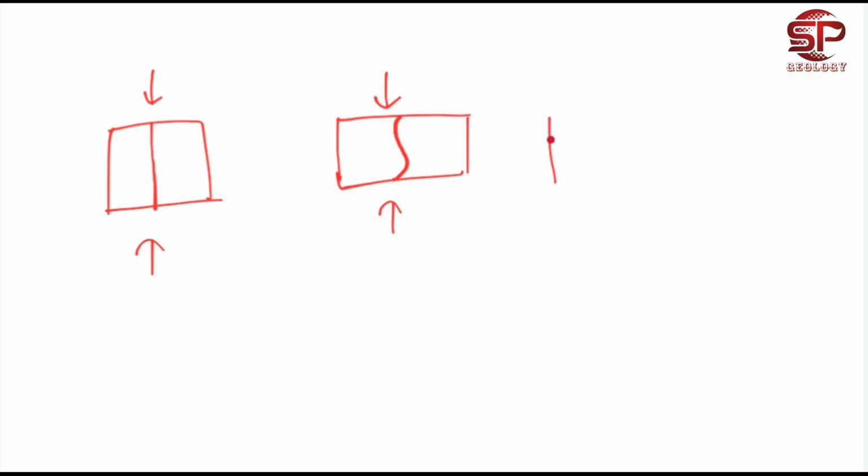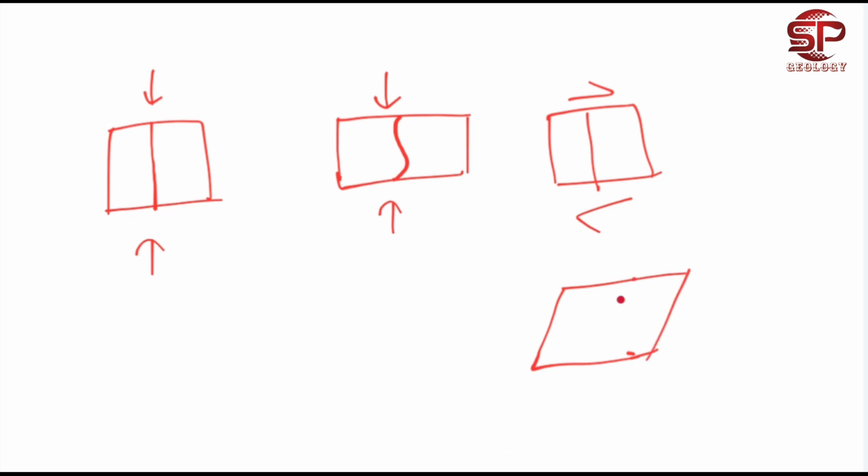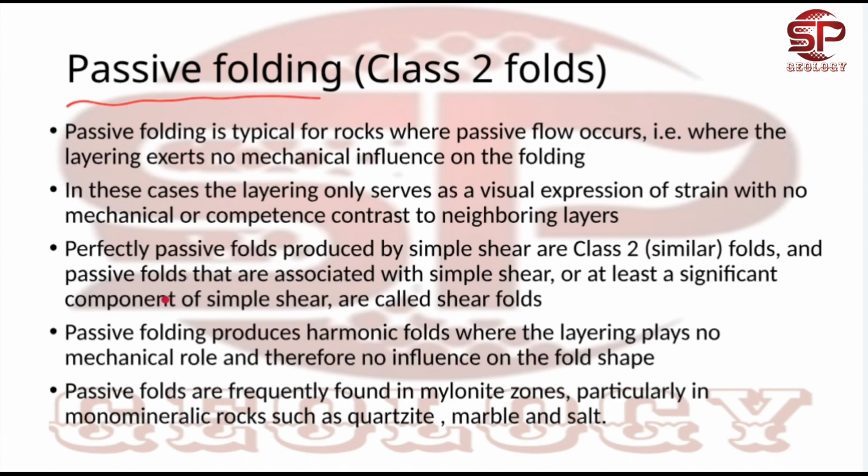Or you can also apply this type of stress, and it will also get folded. So this is where the force is not directly acted upon the layer. These are only used as a visual expression of strain, to see how the strain changes after the force. This is called passive folding. The layer exerts no mechanical influence on the folding, so the direct force is not applied. It serves only as a visual expression of strain.